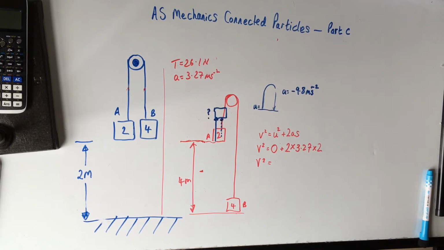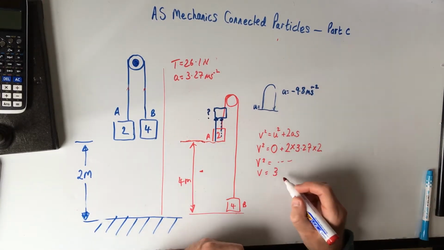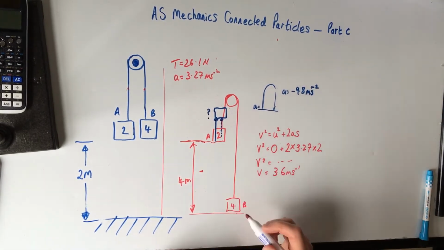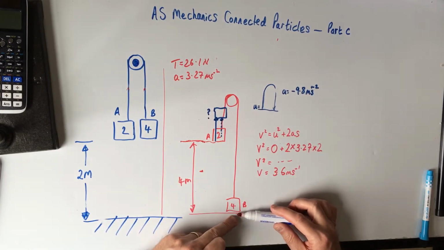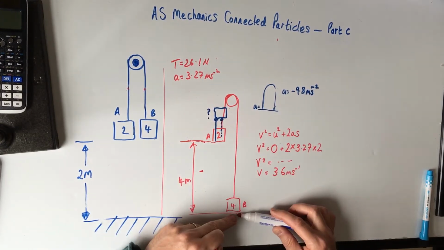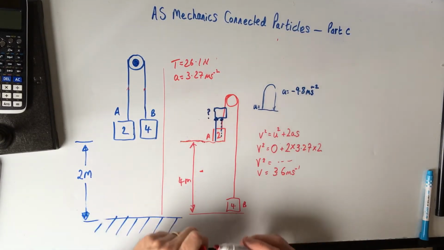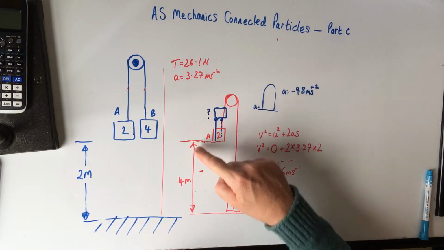I'll work that out. When we square root it, we get 3.6 meters per second. So this one speeds up from 0 to 3.6 meters per second, and it reaches 3.6 meters per second after it's travelled up for 2 meters.